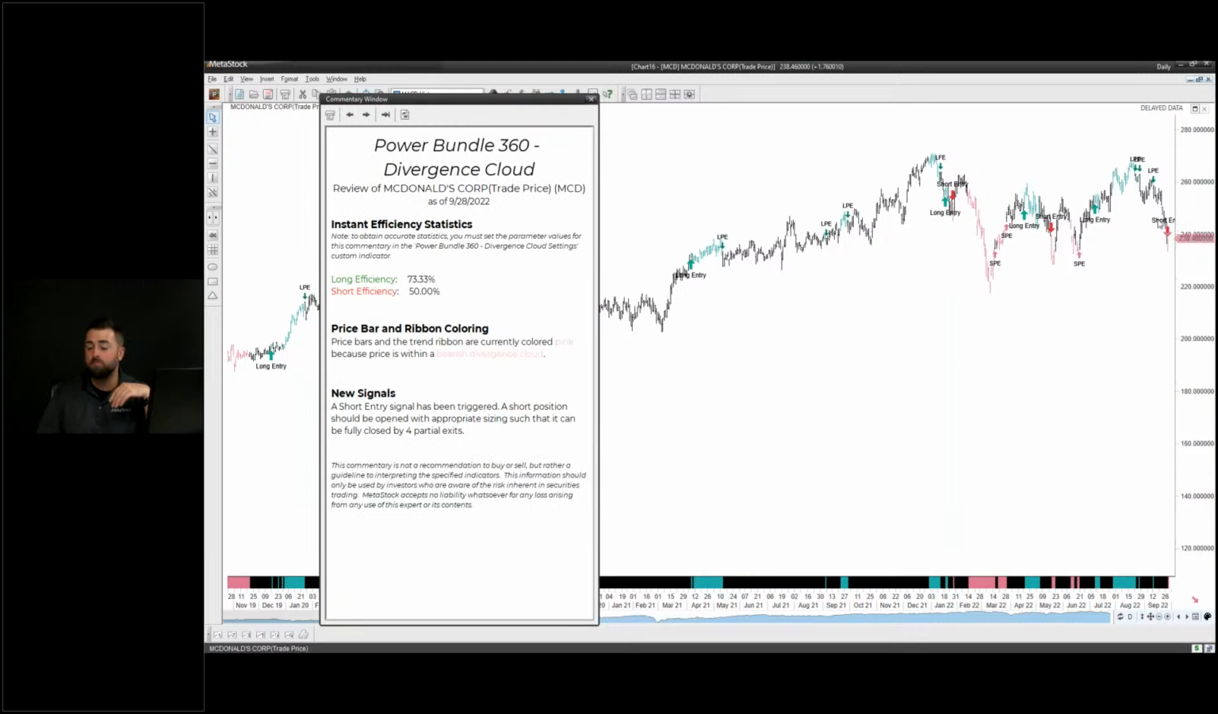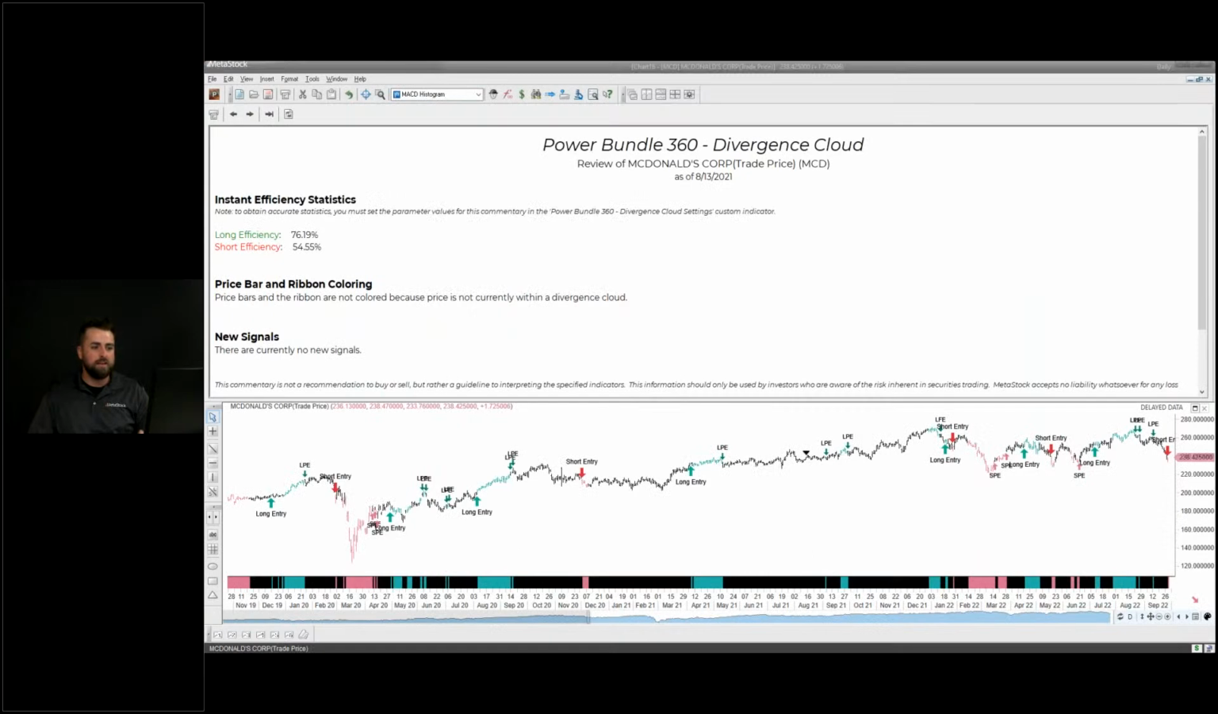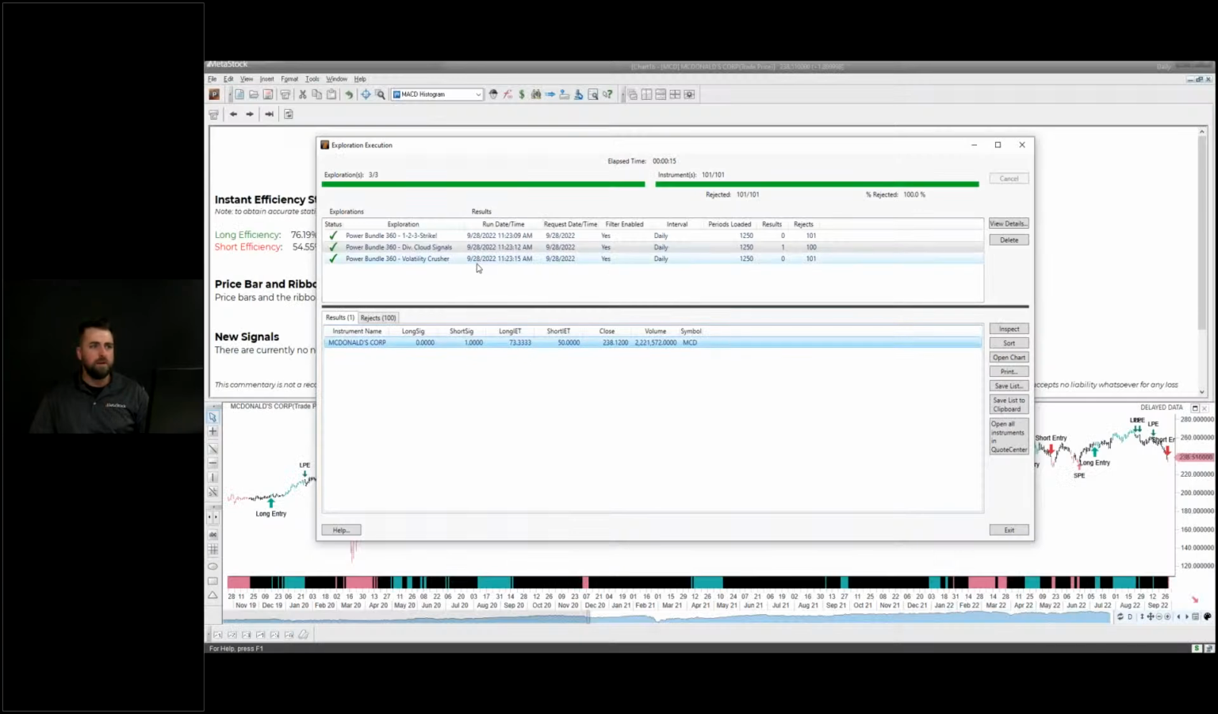See, and now I've opened up that commentary to show it to you here as well. So this actually saved me from even having to open up the chart and the commentary because it put this data right into the exploration. So that 50% short efficiency rating, instant efficiency statistics, that's what it stands for there. So that's what we were seeing inside of the exploration. I'm going to actually go ahead and open that back up. That's what you see there.